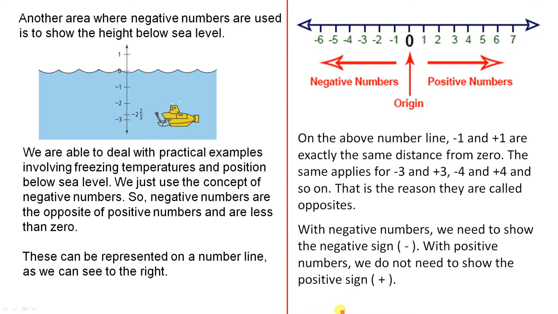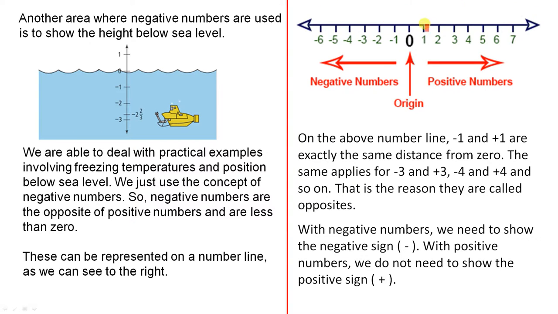Another area where negative numbers are used is to show the height below sea level. So here we have sea level, and here we have a type of vessel below sea level. Negative 1, negative 2, negative 3, that could refer to meters. We are able to deal with practical examples involving freezing temperatures and position below sea level. We just use the concept of negative numbers. So, negative numbers are the opposite of positive numbers and are less than 0. These can be represented on a number line, as we can see to the right.